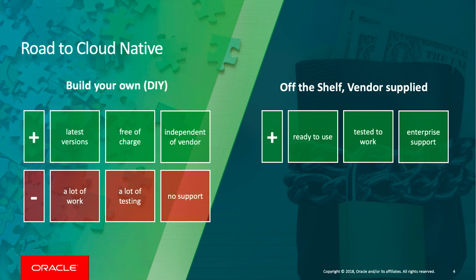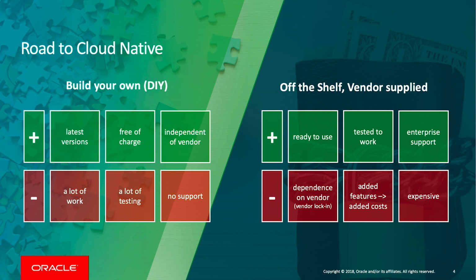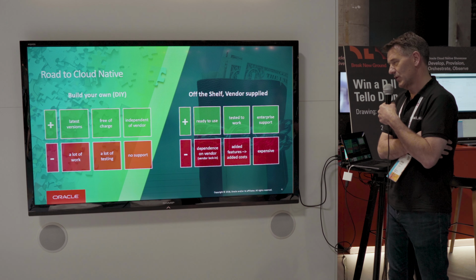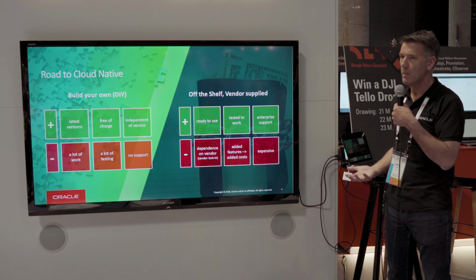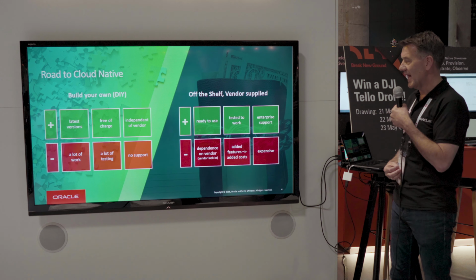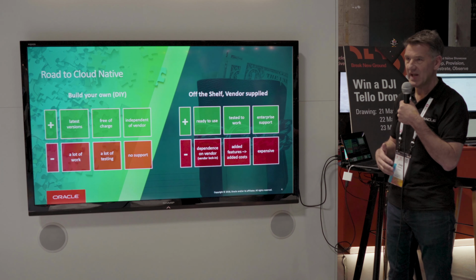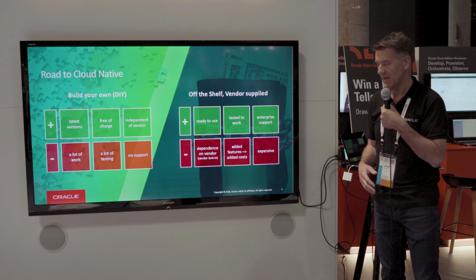With the vendor-supplied distribution, it's ready to use. There is an installer, and you install the whole environment in your infrastructure. It's tested to work, all the components work together. And there is enterprise support for the vendor-supplied distribution. But there are also disadvantages. There is the danger or the risk of vendor lock-in. It could be possible that the vendor changes the open source packages, adds their own components to it. Added features most of the time means added costs, and it might be expensive.